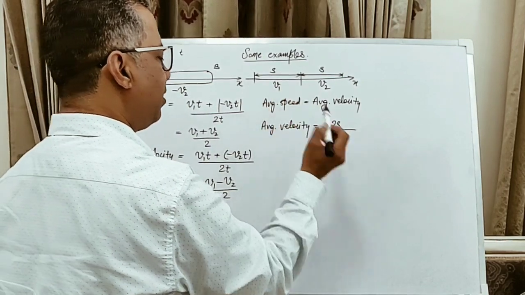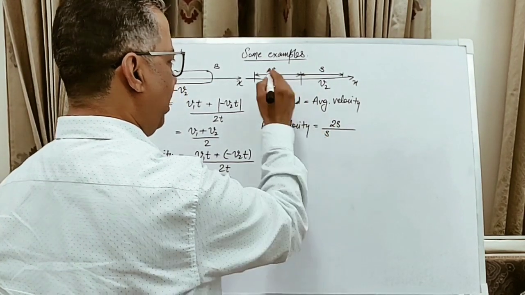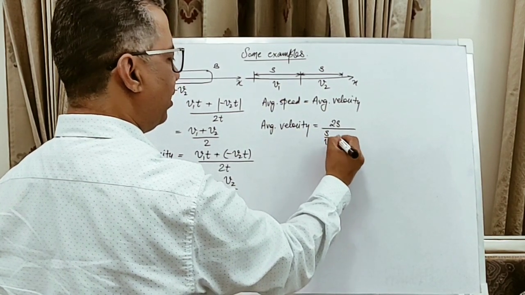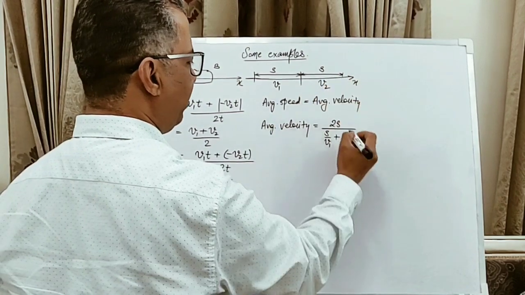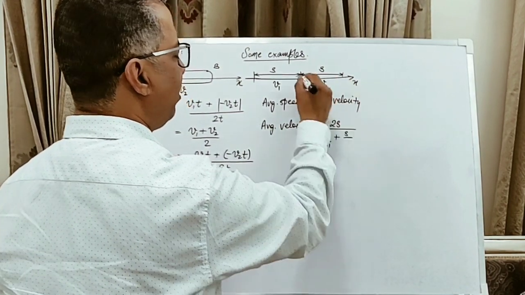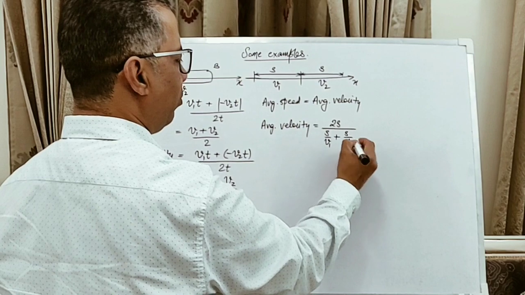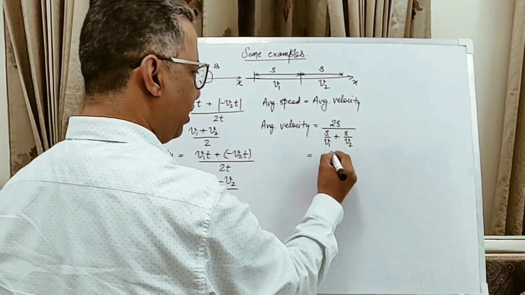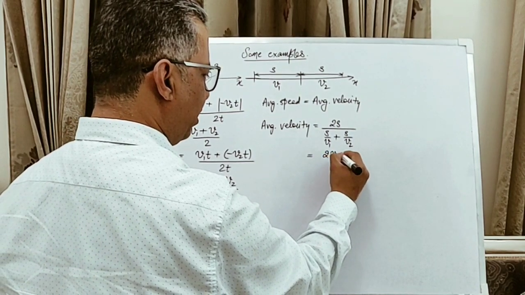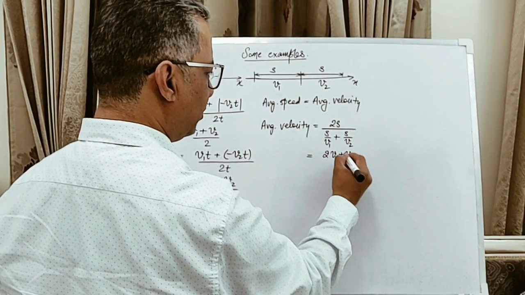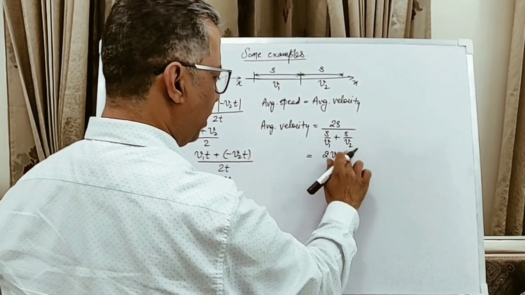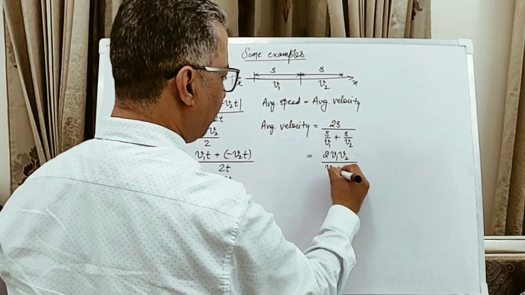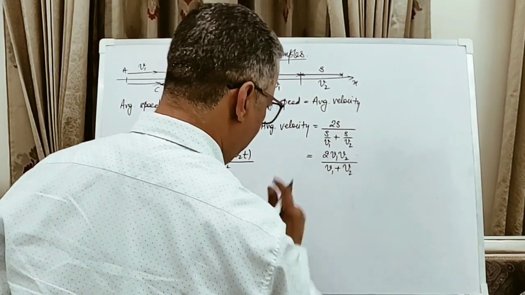Now during this first distance s, the time would be distance by the constant velocity, s divided by v1, plus the time from here to here, which will be the displacement again, s, divided by the constant velocity v2. S cancels out everywhere, and we get average velocity equals 2 v1 v2 by (v1 plus v2).